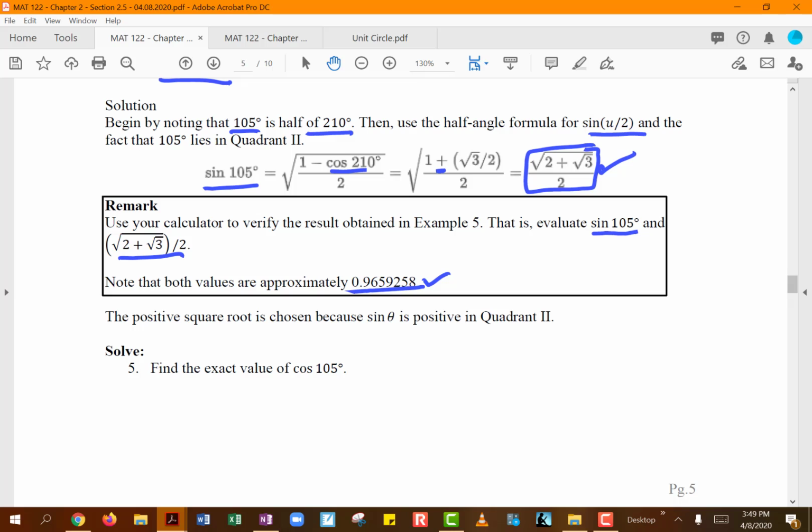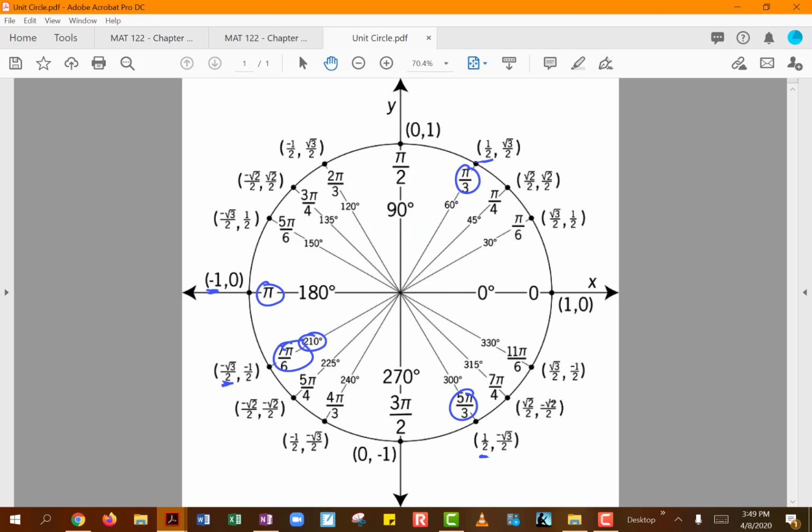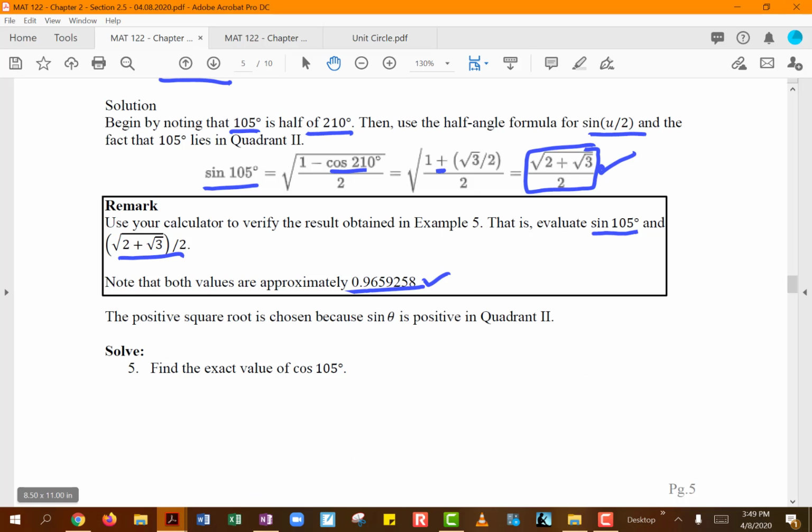And then of course they are telling us that 105 degrees is going to be in quadrant 2, because quadrant 2 is where your angles are between 90 degrees and 180 degrees. Since this is a quadrant 2 angle, our sine function is going to be positive, so that's why this final answer comes out to be positive.